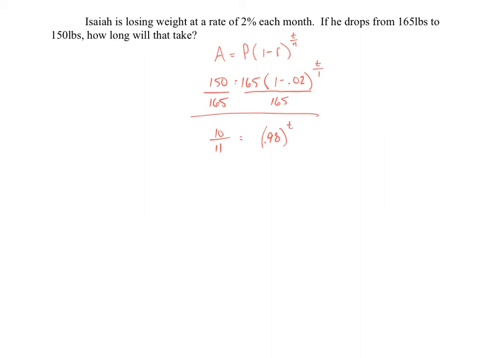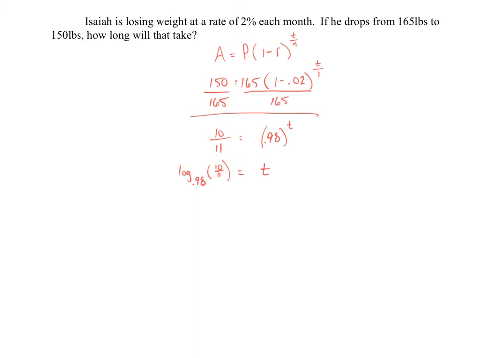So now we need to get the exponent by itself. The only way to allow ourselves to have just a t by itself on the right-hand side is to use a logarithm to swing that 0.98 over to the other side. And that's going to become our base. And then we're going to use 10/11 as our argument. And at this point, you're just going to punch this right into the calculator.